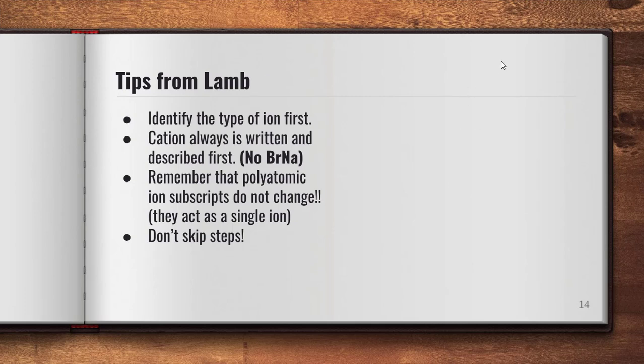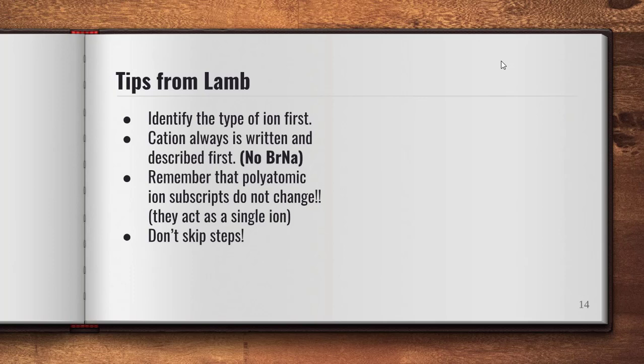First off, I would identify the type of ion first. Is it a cation? Is it an anion? Does it typically have a positive charge? Does it typically have a negative charge? Keep in mind that the cation always is written and described first. So if we had something like sodium and bromine, sodium is your cation. It must come first in our chemical formula. Our positive charges always come first. So you'd write that as NaBr, not BrNa.